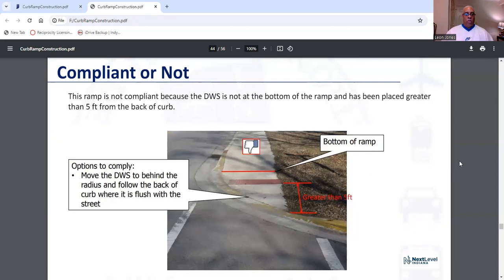Now, you can move the DWS to behind the radius and follow the back of curb where it is flush with the street. Now, what they're talking about is, you see this radius right here? Where you can have your 2 feet, and it can go all the way up there to be flush with the curb. That's what they're talking about. That's what I would do.